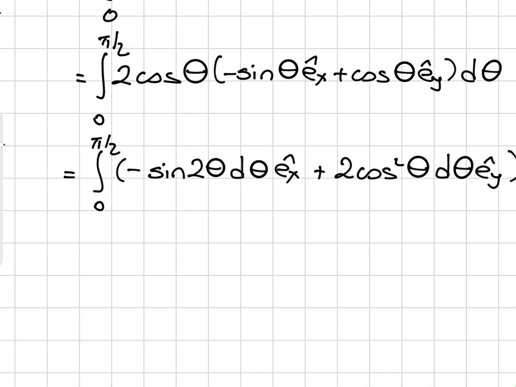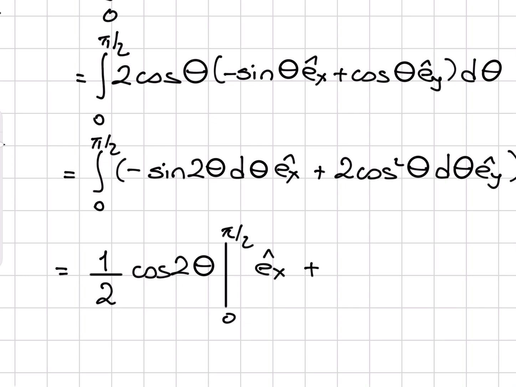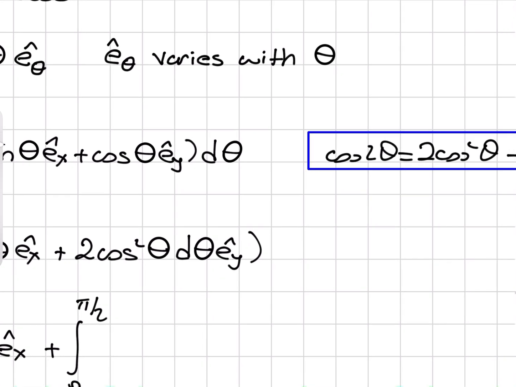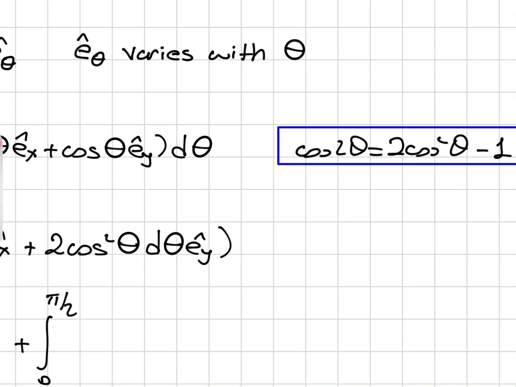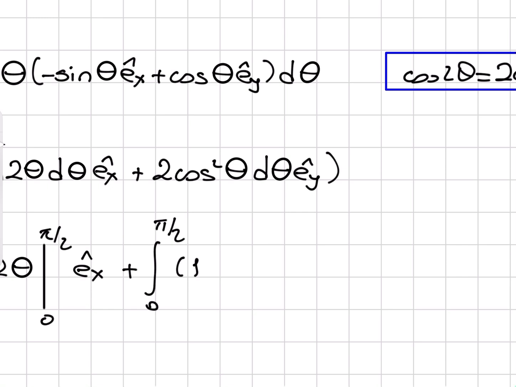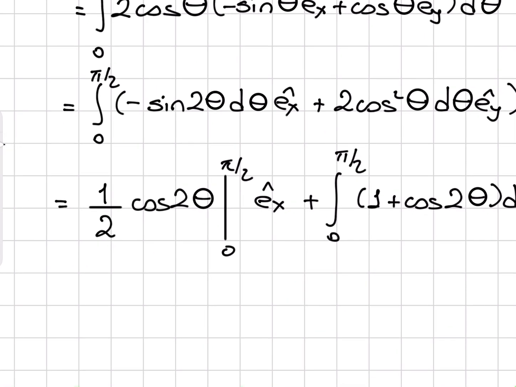If I perform this integral, I'm going to obtain for this one cosine 2 theta over 2. So 1 over 2 cosine 2 theta evaluated between 0 and pi over 2 in ex hat direction. And for the second part, integral from 0 to pi over 2, for 2 cosine square theta, I can substitute 1 plus cosine 2 theta, d theta, in ey hat direction. The first one gives me 1 over 2 cosine pi, which is minus 1, and cosine 0 is 1, so minus 1 in ex hat direction.